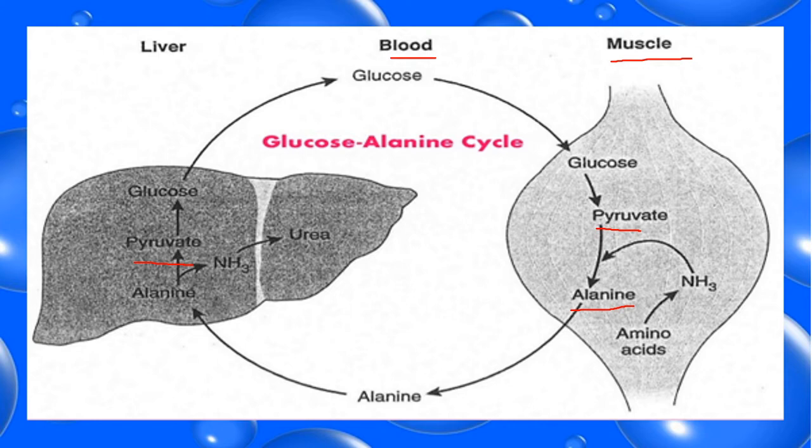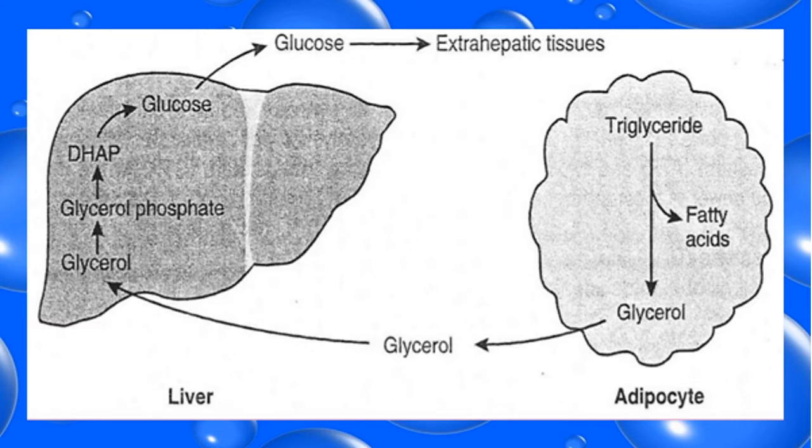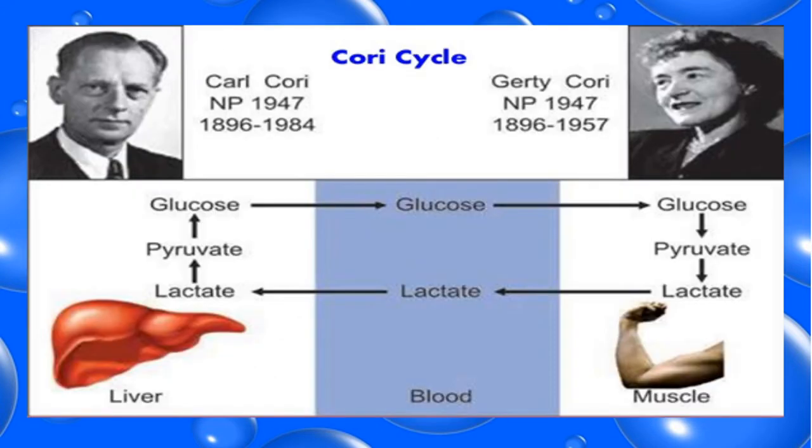Another substrate is glycerol. This glycerol is formed in adipose tissue by lipolysis of triacylglycerol, also called triglyceride. This glycerol is released into the blood and taken up by the liver, where it is phosphorylated to 3-phosphoglycerate, which is an intermediate in gluconeogenesis.